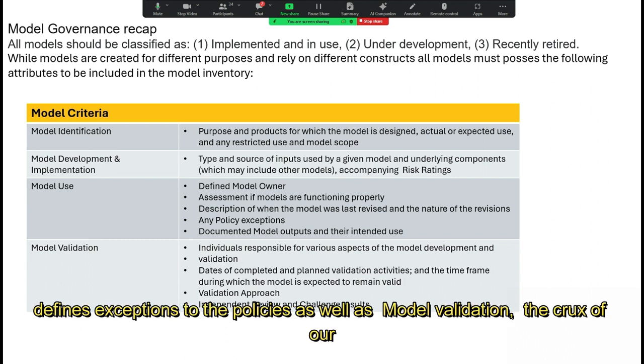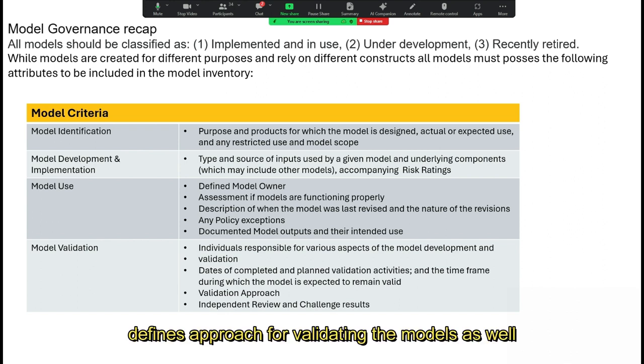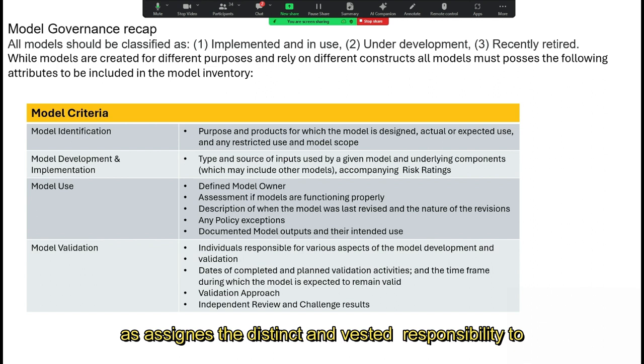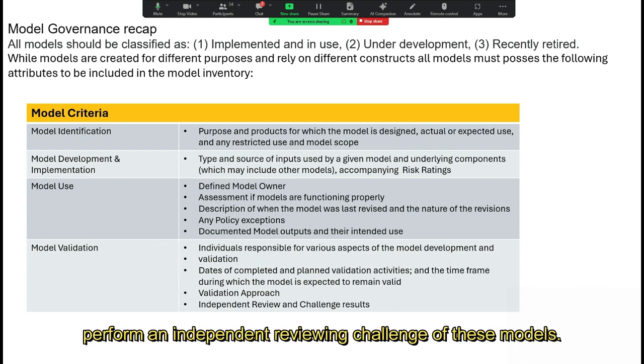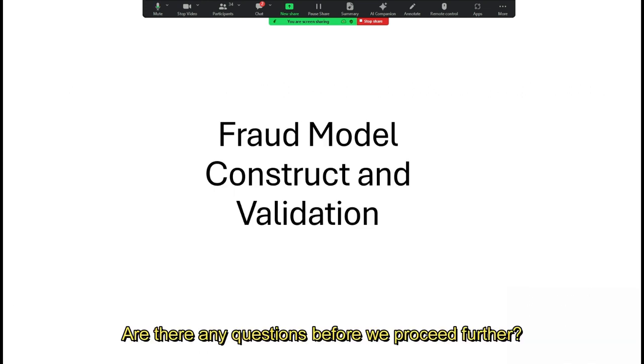As well as model validation, the crux of our discussion: assignment of responsibility for validating the models, a defined approach for validating the models, as well as the distinct invested responsibility to perform an independent review and challenge of these models. Are there any questions before we proceed further?